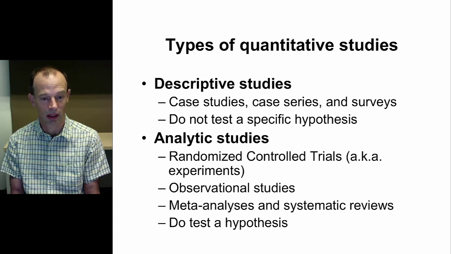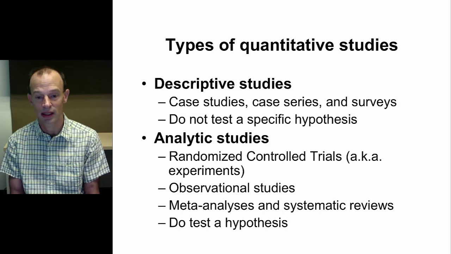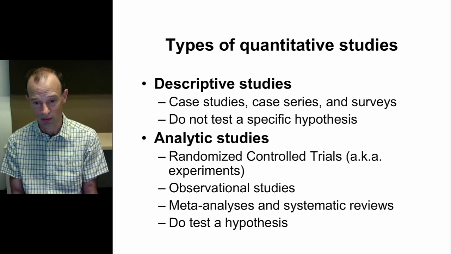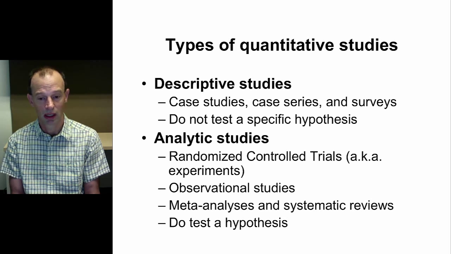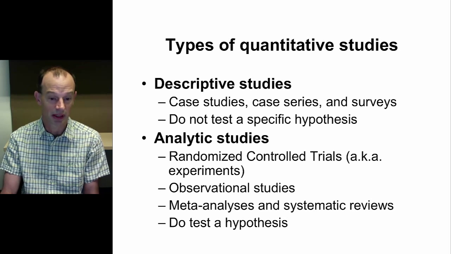Descriptive studies can be contrasted with analytic studies, where you are trying to test a specific hypothesis. The study designs for analytic studies are generally randomized controlled trials, also known as experiments, observational studies, of which there are several different groups, as well as meta-analyses and systematic reviews that try to collate results of similar studies to arrive at an overall estimate of effect for a particular outcome. As I mentioned, analytic studies specifically test a hypothesis.